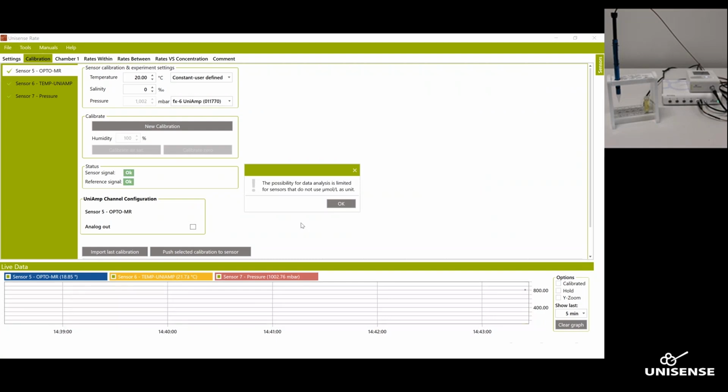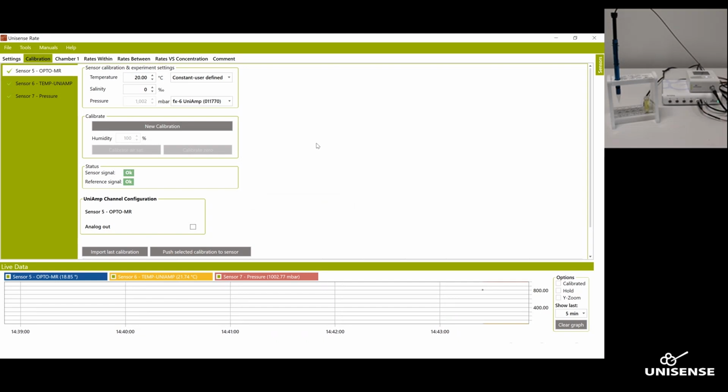Good. And now there's a warning saying that the possibility for data analysis is limited for sensors that do not use micromole per liter as unit. So in the beginning, you could choose different units. And if you want the software to calculate the rate for you, it's important that you choose the unit micromole per liter. So it's just a reminder about that.